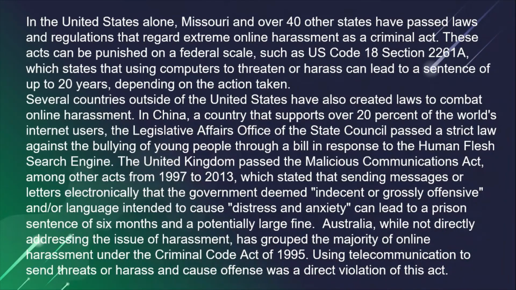In the United States alone, Missouri and over 40 other states have passed laws and regulations that regard extreme online harassment as a criminal act. Several countries outside of the United States have also created laws to combat online harassment. In China, a country that supports over 20% of the world's internet users, the Legislative Office of the State Council passed a strict law against bullying of young people through a bill in response to the Human Flesh search engine.